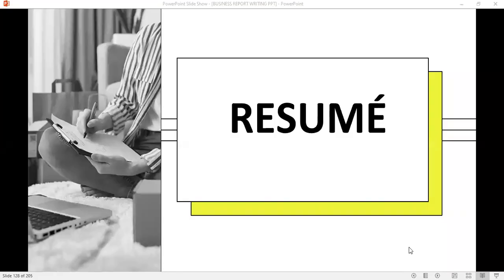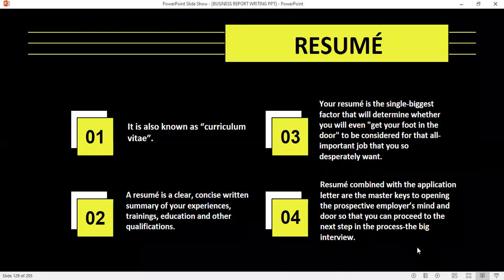Moving on to the next lesson, which is the resume. So what is a resume? First, it is also known as the curriculum vitae. If you are familiar with the term curriculum vitae, it is the resume itself. Next, a resume is a clear, concise, written summary of your experiences, trainings, education, and other qualifications.